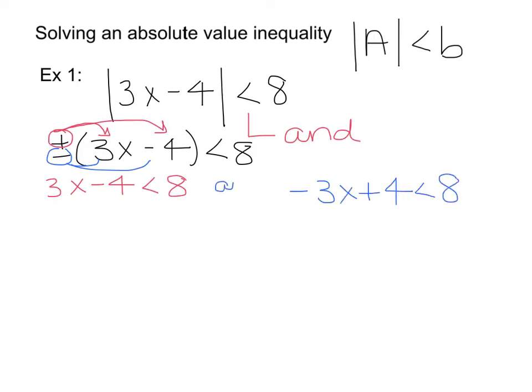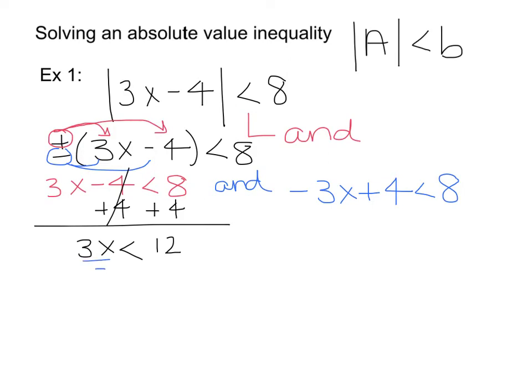And I'm going to add my word and so that at the end I know what my graph should look like. So let's solve these both separately. I'm going to start by adding 4 to both sides. That gives me 3x is less than 12. And then divide both sides by 3, and x is less than 4. Bring down my word and.